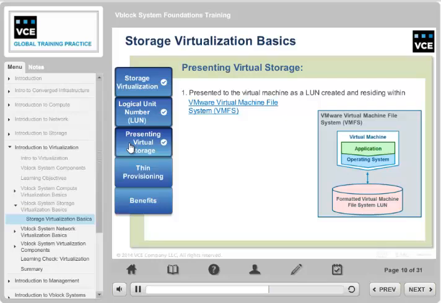Some applications, such as database applications, work more efficiently with raw or unformatted LUNs. Raw LUNs can be created on storage outside of the VMFS file system structure and then presented to the virtual machine through a process similar to that used for provisioning to physical servers.